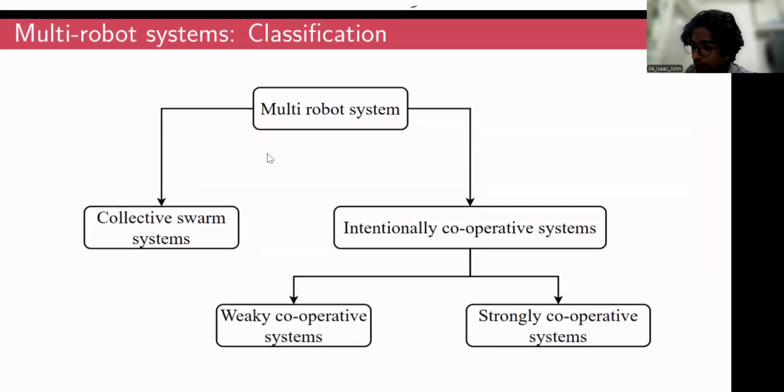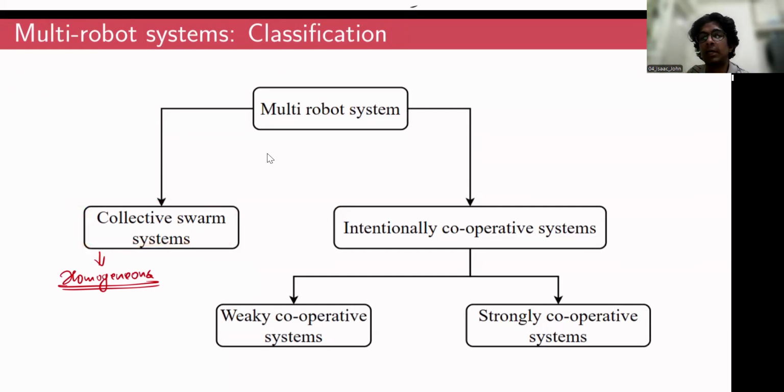And then you can have a very involved classification of multi-robot systems. The major classification is that you can classify it as a collective swarm system, or the other part could be intentionally cooperative systems. In a collective swarm system, the most important feature is that all the robots in the system are homogeneous, right? Each and every robot within this collective swarm system is exactly identical in every sense.